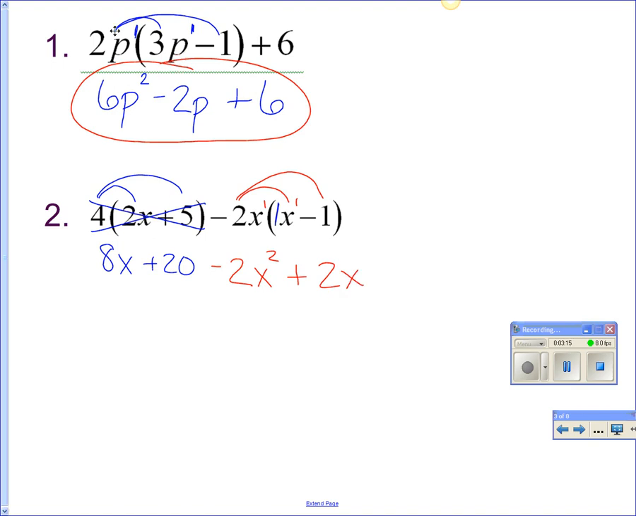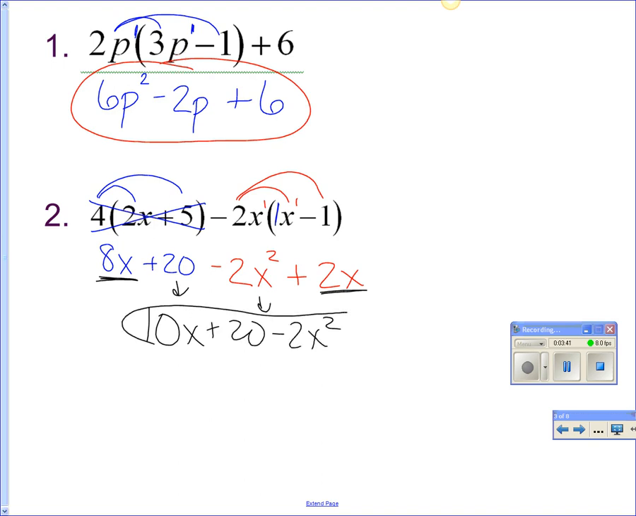Positive 2x. All right, ask yourself if there's anything else you can do. Gracie, is there anything up here that can be put together? Very good. 8x and 2x. These two are like terms, so we can add them together. 8x and 2x is 10x. And you just drop down the plus 20, and you drop down the negative 2x squared. All right, you drop that down.